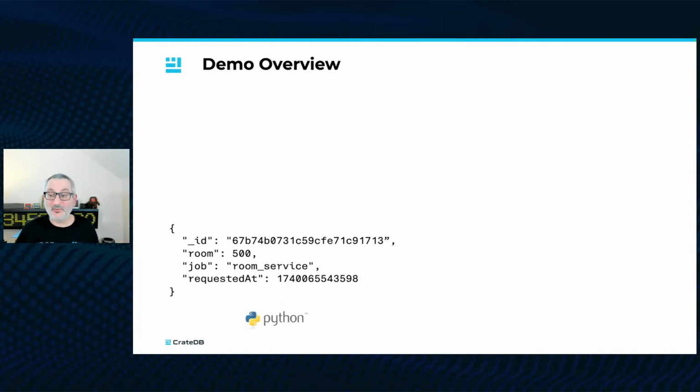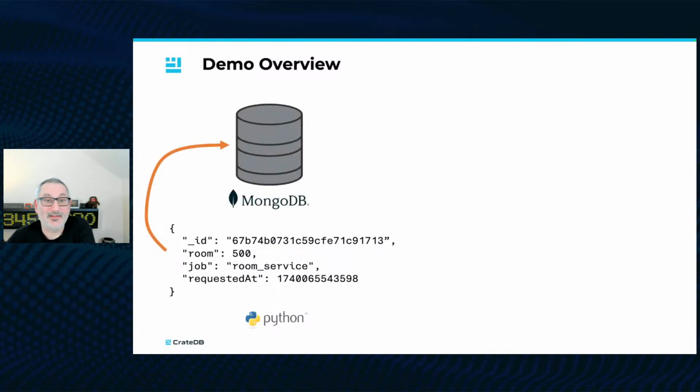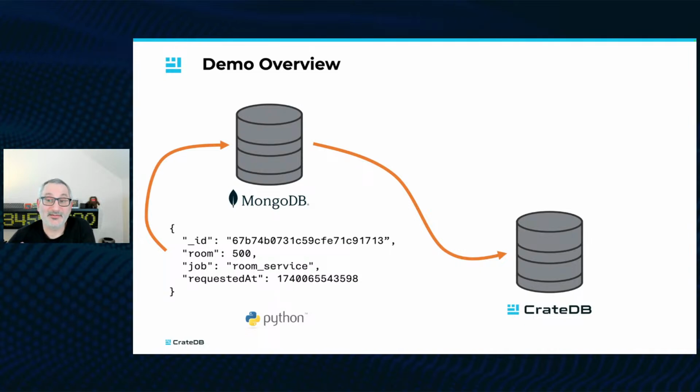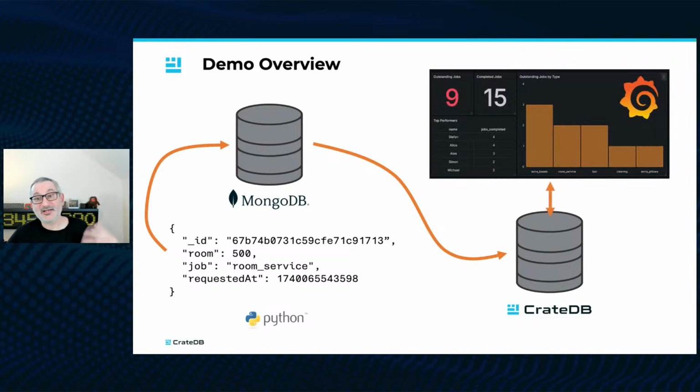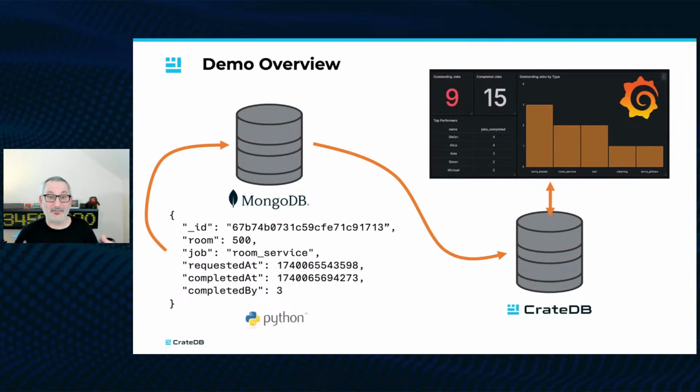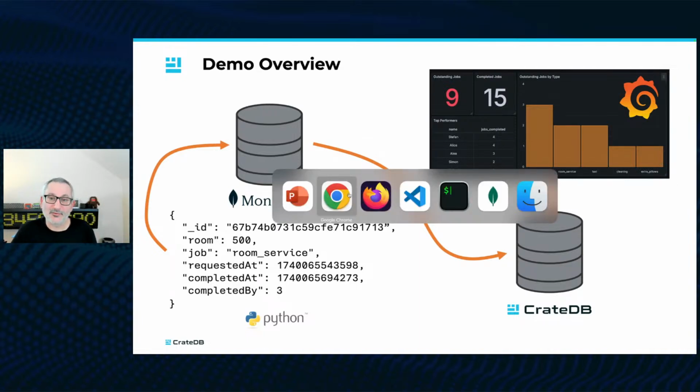So remember, we're a hotel, we're doing room service jobs. We're going to have a Python script that puts those into MongoDB. We're going to replicate those to CrateDB through a CDC process. And then we're going to have a dashboard that updates in real time when jobs are done. So hopefully we'll see a backlog of jobs build up, and then some jobs get completed. A little bit of a league table there of which staff members completed which job and what outstanding jobs there are to do.